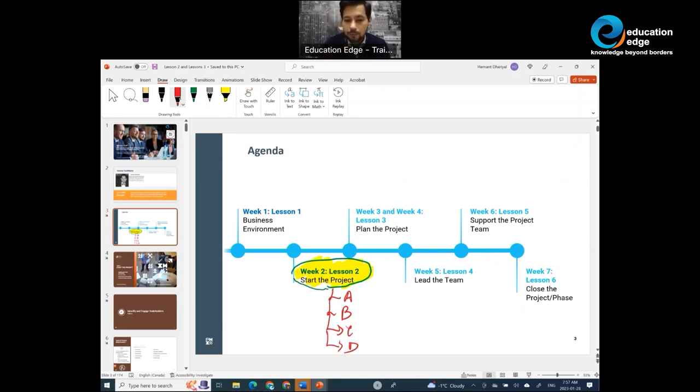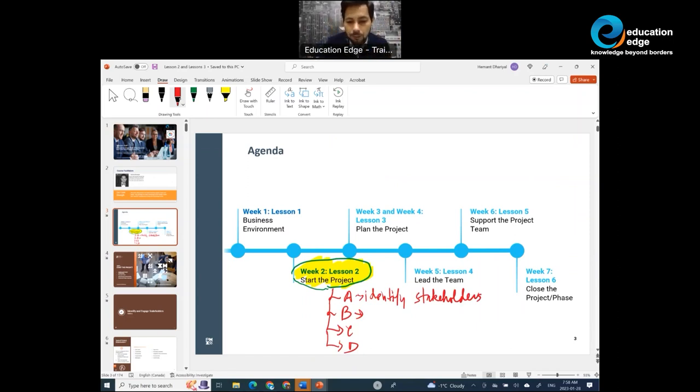Number one, when you start the project, identify your stakeholders as early as possible. Not only identify them, but also analyze them. Identify your stakeholders. List them in a stakeholder register or some kind of a document.